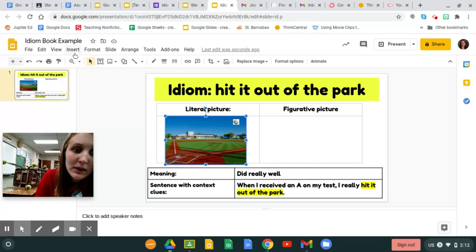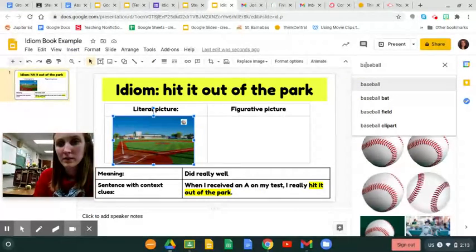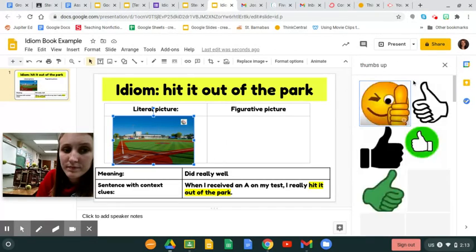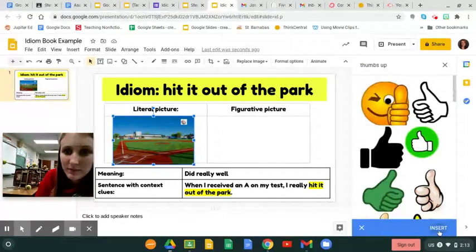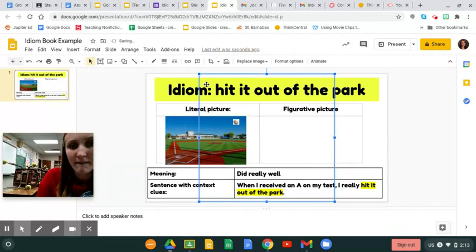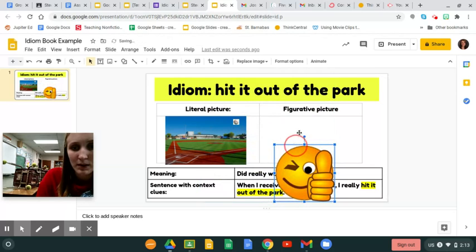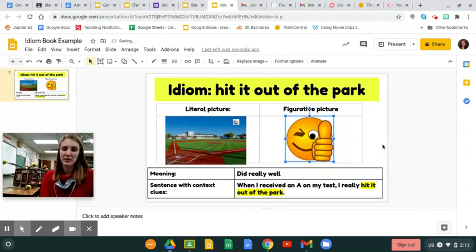So for my figurative picture, I'm going to just have a thumbs up. Sure, this is the one for me. I'm going to insert that. I'm going to make him smaller so he fits in that square. I'm going to move him up here. He needs to be a little smaller. Remember, I go to those corners to make them smaller. That's my figurative picture.